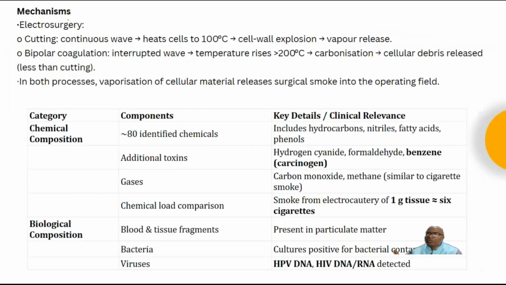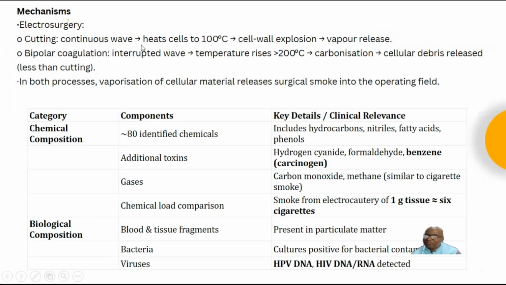So what exactly is the mechanism? See, the cutting mode uses a continuous waveform, and that will lead to heating of the cell up to 100 degrees, and that will lead to cell wall explosion, and that will cause water vapor release. So there is an explosion of the cell wall, and this happens in the cutting mode with a continuous waveform. When we have the next lecture on electrosurgery, you will understand this better.